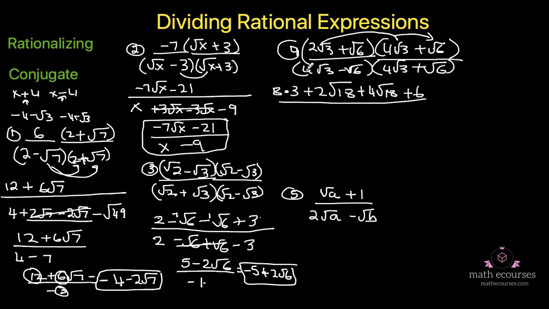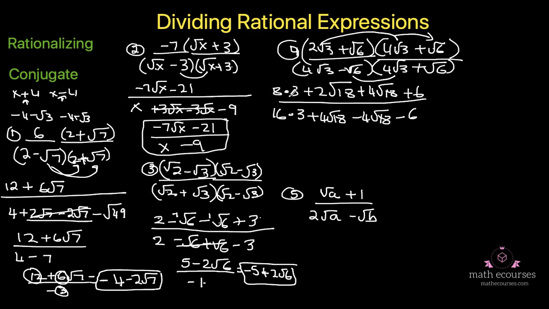Okay, same thing in the denominator. 4 times 4 is 16. Square root of 3 times square root of 3 is 3. Okay, 4 square root of 3 times square root of 6 is plus 4 square root of 18. Next is these. The 4 is outside, so minus 4 square root of 18. And then negative and positives are negative. Square root of 6 times square root of 6 is 6.